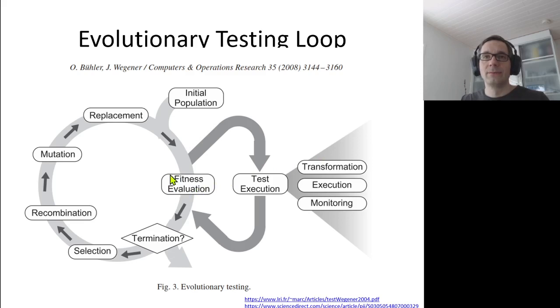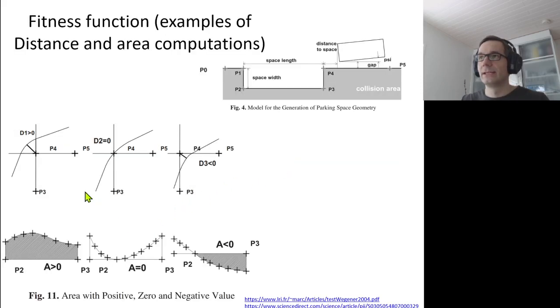Then the next step, fitness evaluation. Okay, so what is the fitness evaluation? It's basically these distance measurements. Did it collide? How far off was it? If it didn't collide, what was the minimal distance or the minimal area? How close to the 0 are we getting?